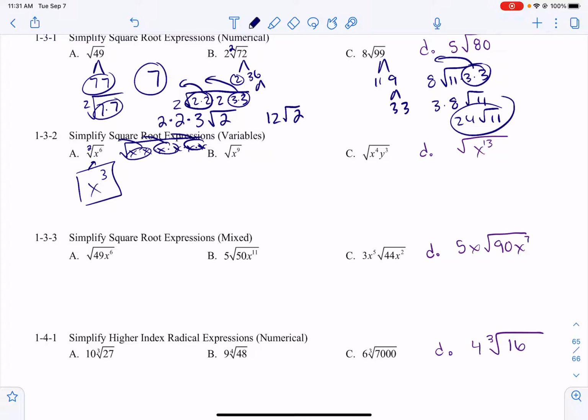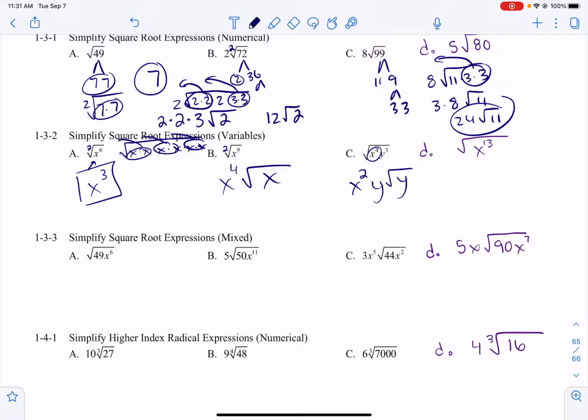Part B, x to the 9th. I'm still looking for groups of 2, and I'm going to get 4 of those groups because 9 divided by 2, I can't go evenly. It actually, 8 of them get pulled out, but I'm left over with 1 x on the inside. Part C, my x's, I can make 2 groups of x's that come out, and my y's, I can make 1 group, but I'm left over with 1 y on the inside.